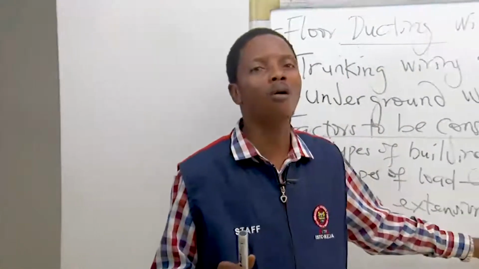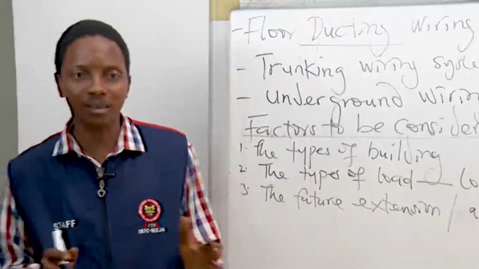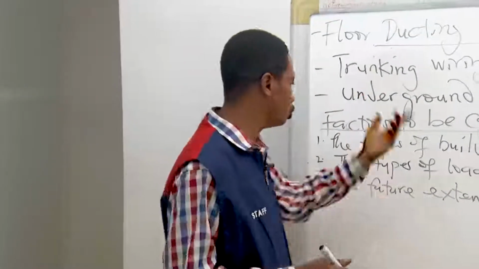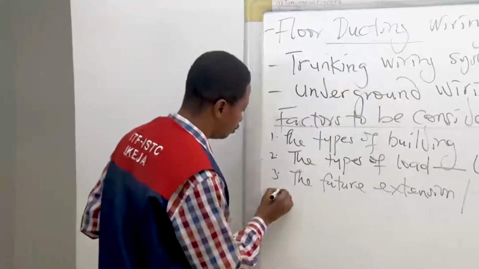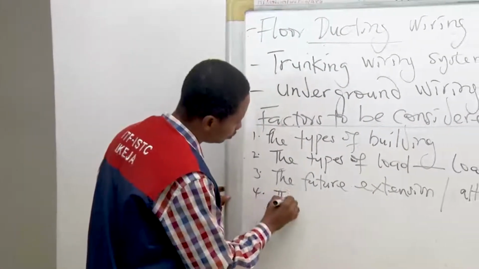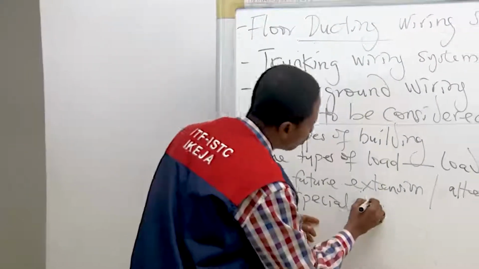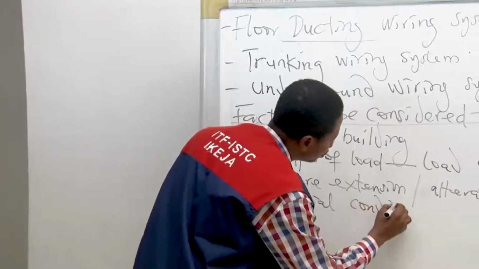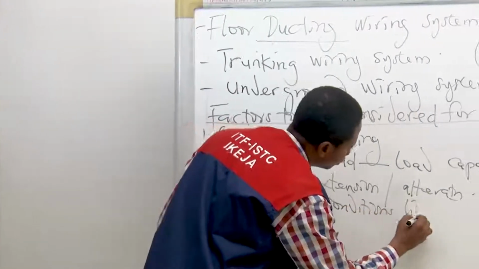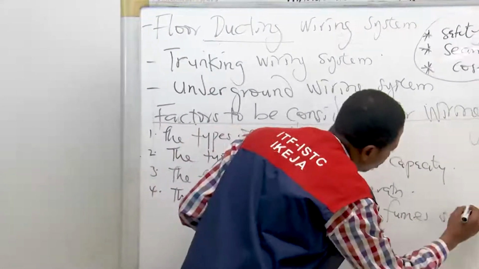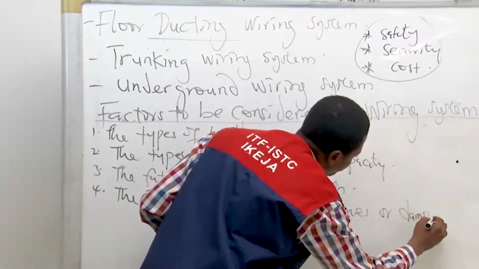Sometimes they can alter the design. After, they can alter some parts of the building. So these are the things that you must consider. Number 4, you consider special conditions like fumes or dampness.